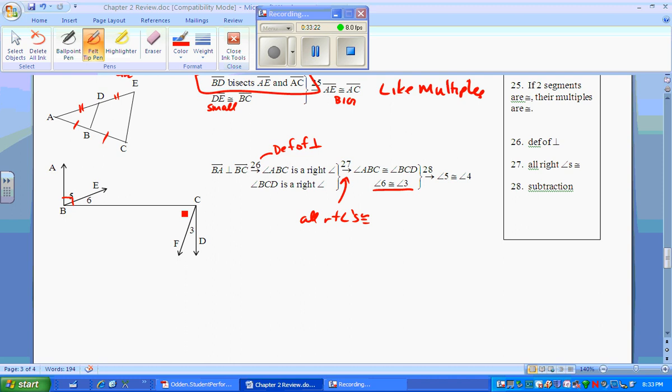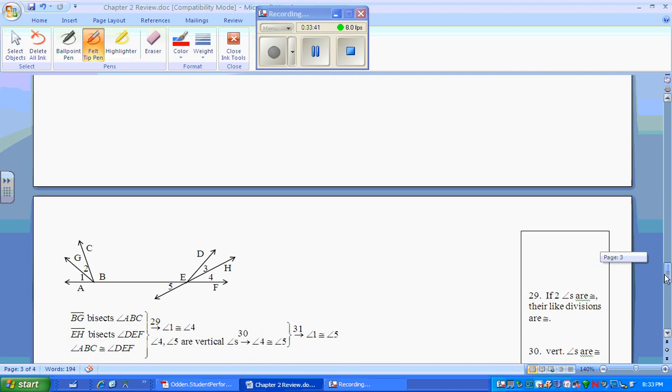ABC here, and this angle are congruent, and then we got 3 is congruent to 6, and we want 4 and 5, so we're getting smaller, and this answer would be subtraction for 28, because we are minusing to get smaller.